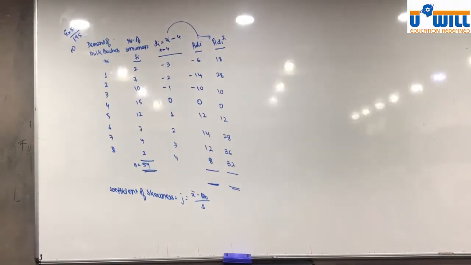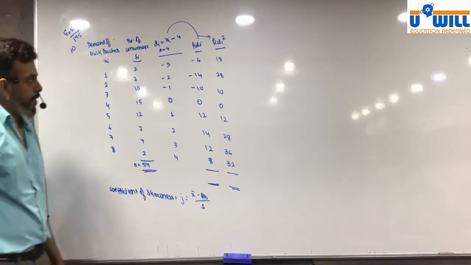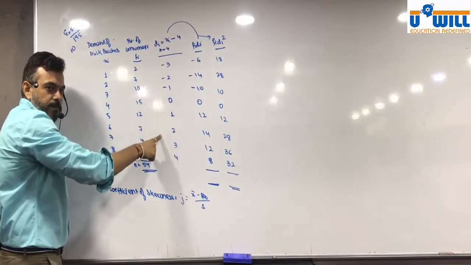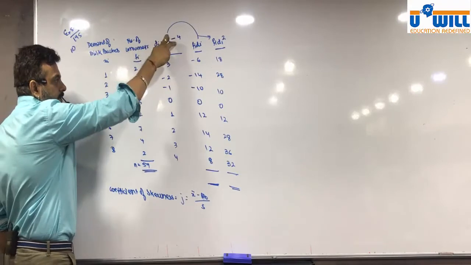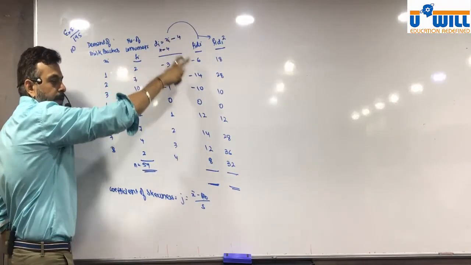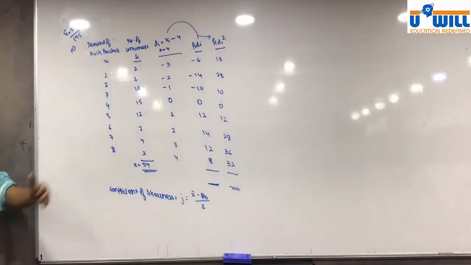Okay, carry on. Did you understand how -3, -2 came? xi minus a. Assuming you can take any number, but generally we take a number which is having the highest frequency.